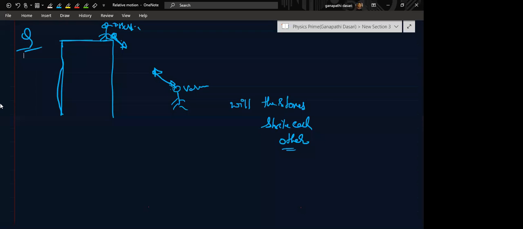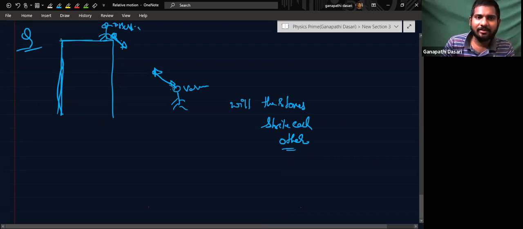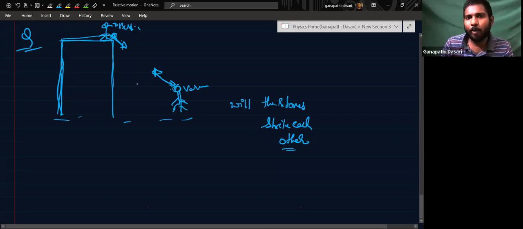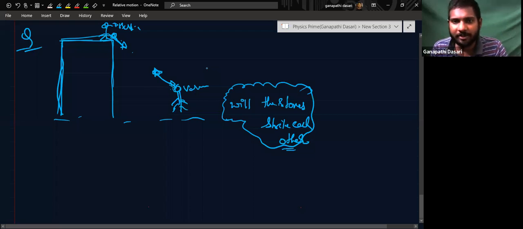The question is, one of your friends is standing on this tower and you are standing on the ground. Both of you point the stone towards each other. Initially, you and he release the stone at the same time, pointing towards each other. Will the stones strike each other? That's what the question is. You can answer.